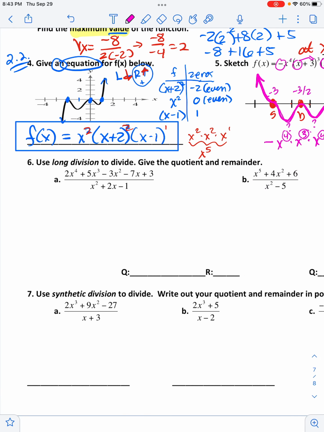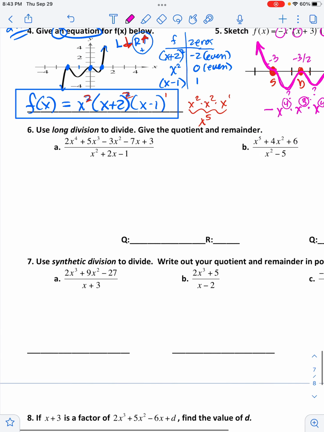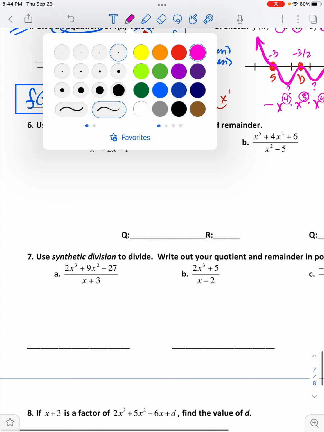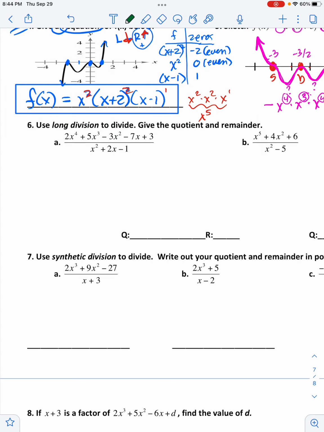I am going to do one of these. Running out of voice steam. So it's long division. If it says to use long division, you should probably do that. So I'm going to go ahead and do that. And it says to give my quotient and remainder.